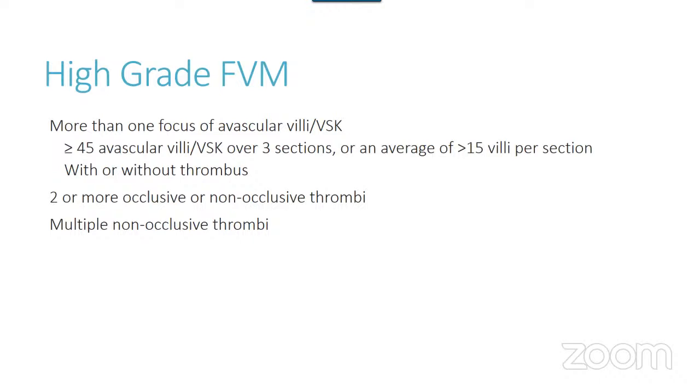Another way to get to high grade is having 2 or more occlusive or non-occlusive thrombi or multiple non-occlusive thrombi. And this is all detailed again in the Amsterdam paper from 2016.